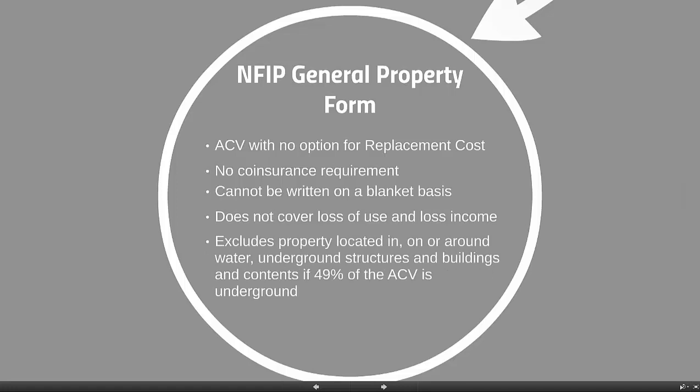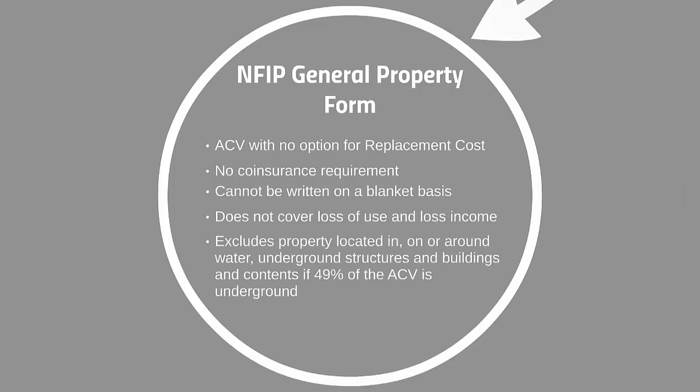Additionally, the NFIP General Property Form excludes property located in, on, or around water, underground structures, and buildings and contents if 49% of the actual cash value of the property is underground. And finally, the NFIP General Property Form does not include any coverage for property owned by others.